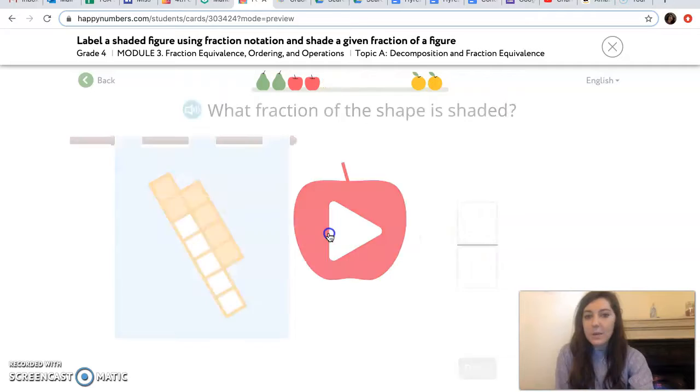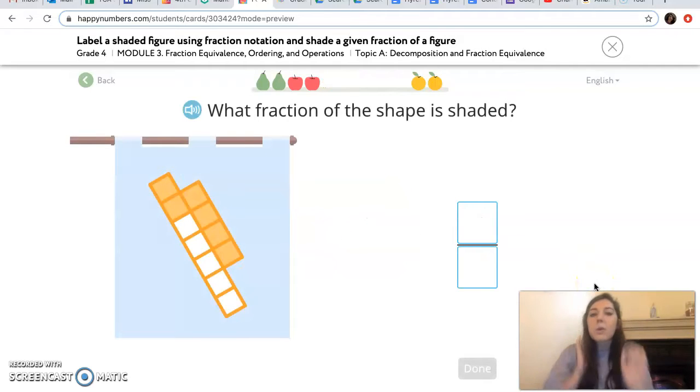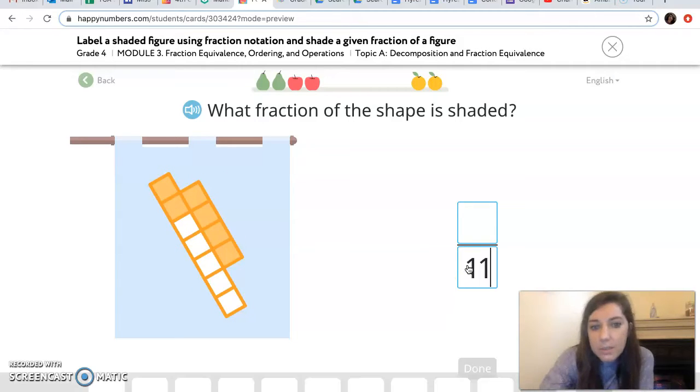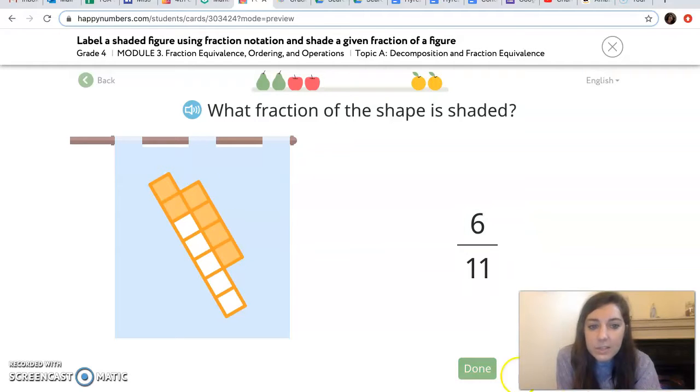For the next one, we get to just come up with a fraction. So when I look at this shape, first, the denominator I know is going to be all of the shapes that I have that are equal, right? So I have 1, 2, 3, 4, 5, 6, 7, 8, 9, 10, 11 shapes. And then how many of them are shaded? 1, 2, 3, 4, 5, 6 are shaded. So it will be 6/11.